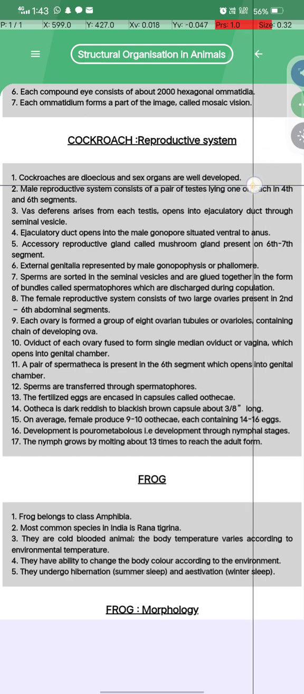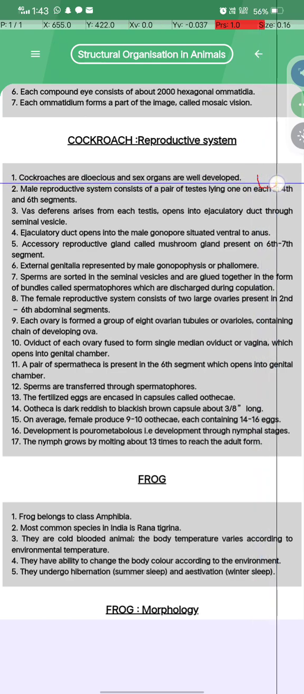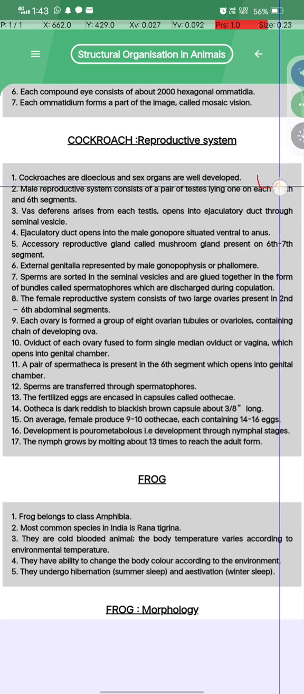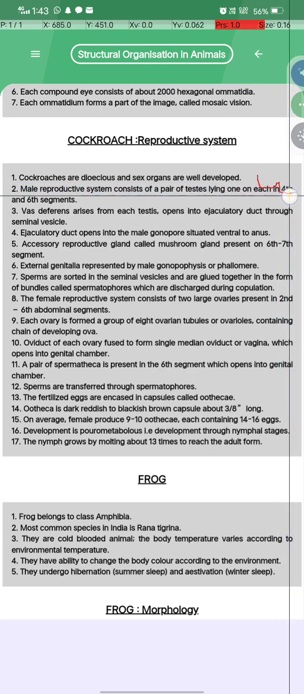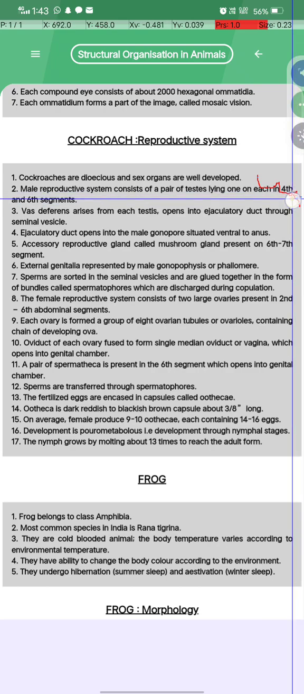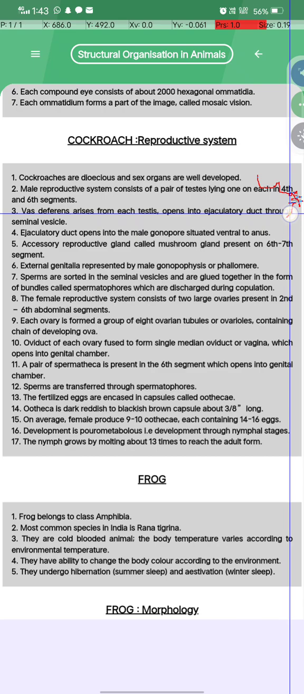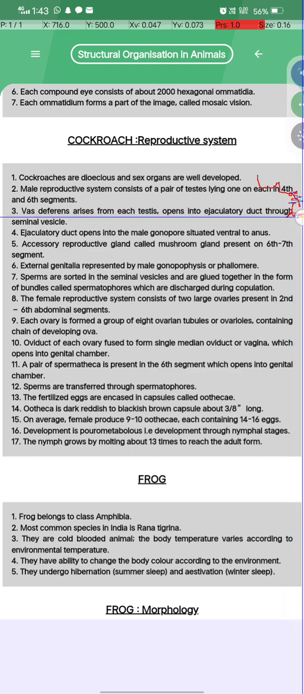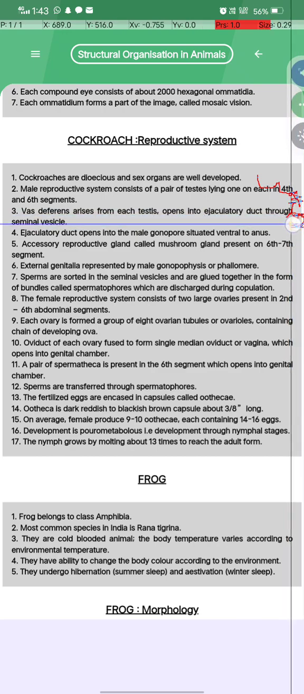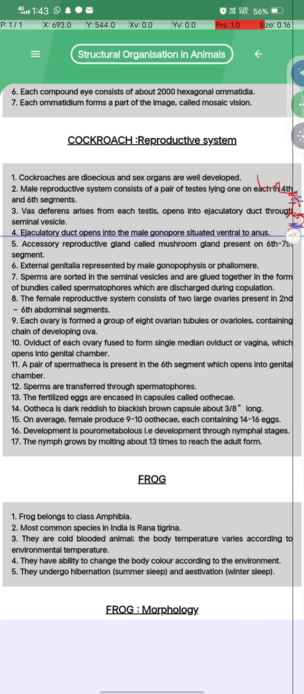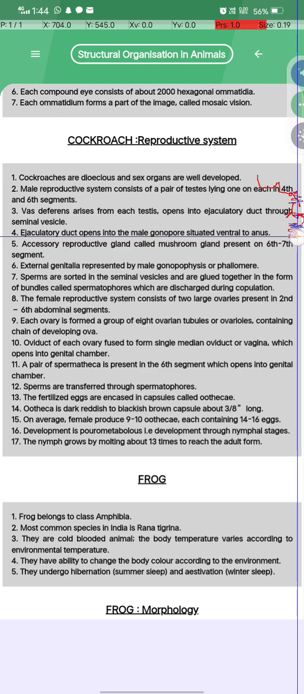Cockroach reproductive system. Cockroaches are dioecious, and the sex organs are well developed. The male reproductive system consists of a pair of testes lying in the fourth and sixth segments. A vas deferens arises from each testis and opens into an ejaculatory duct through the seminal vesicle. The ejaculatory duct opens into the male gonopore, situated ventral to the anus.